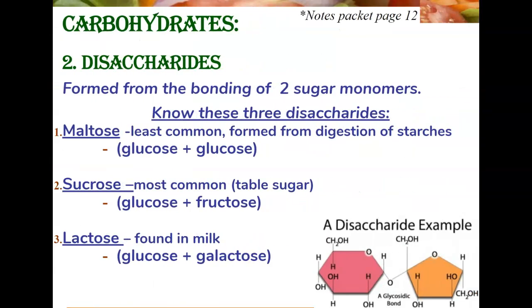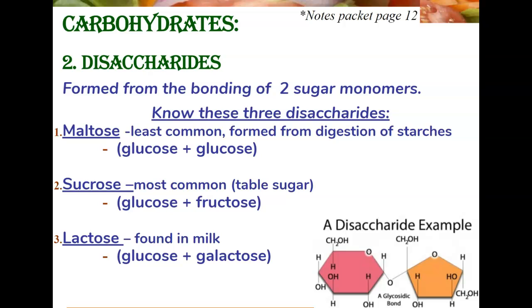All right, disaccharides. These are formed from the bonding of two sugar monomers. There are 3 disaccharides that you need to memorize. The first one is maltose. It's the least common, and it's formed from the digestion of starches. Maltose is made of glucose and glucose bonded together.